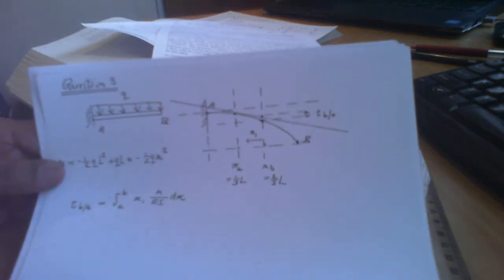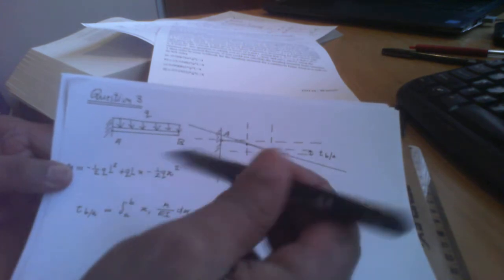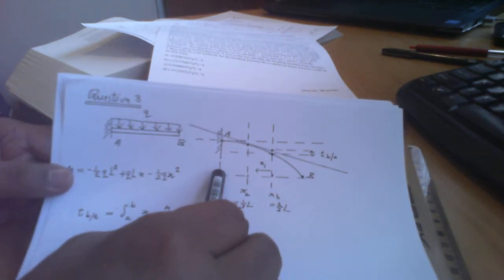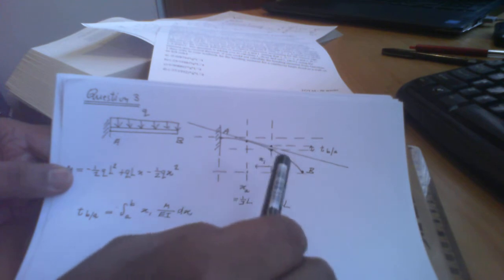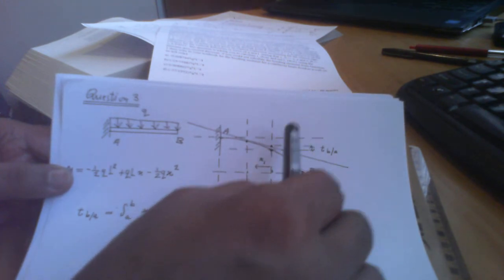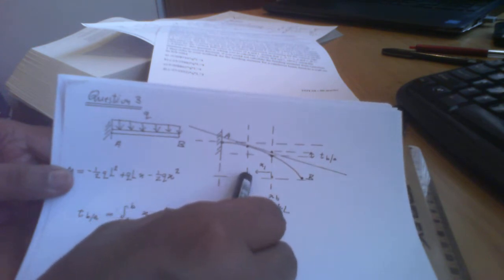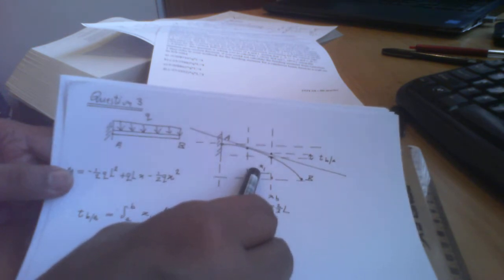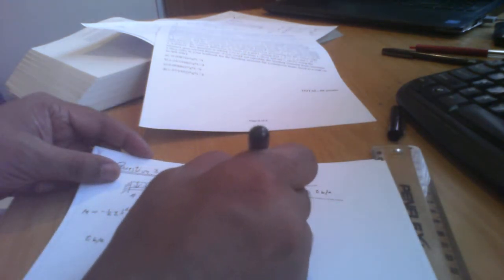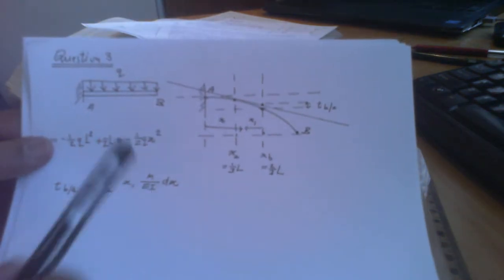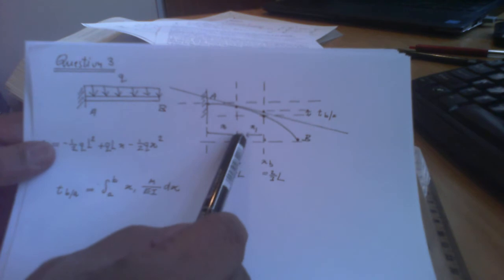The distance x1 would be that value. So we have an origin, x is equal to 0, x is 1/3 L, x is 2/3 L, x is equal to L. The distance from point A to some point over here would be x. Okay, and we have to work out what is xa.